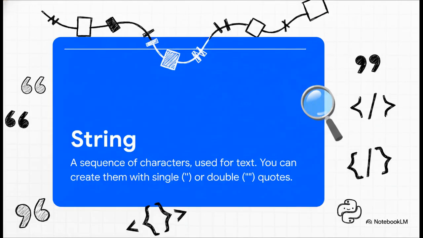Next up, we've got strings. Anytime you see text in your code, it's a string. It's really just a sequence of characters. One of the neat things about Python is you can use either single quotes or double quotes to create them, which is actually super handy and gives you a bit of flexibility.